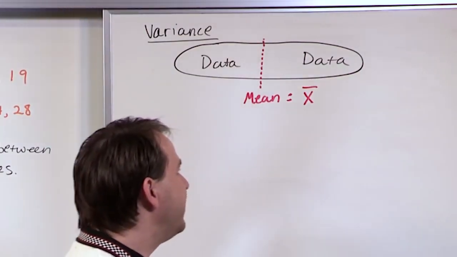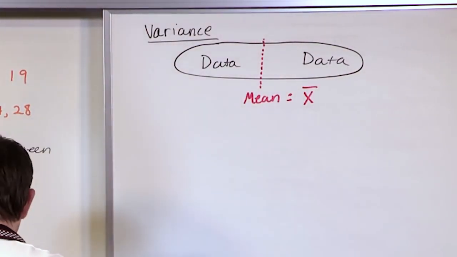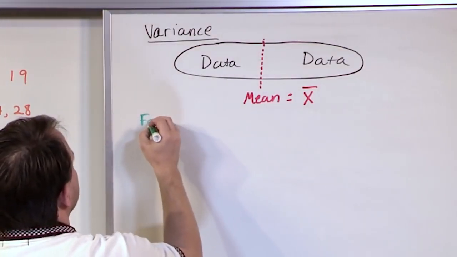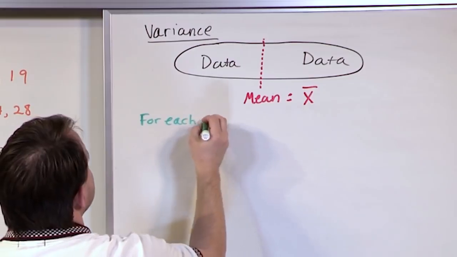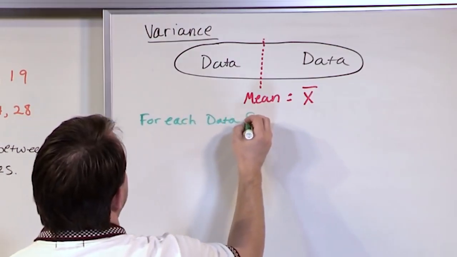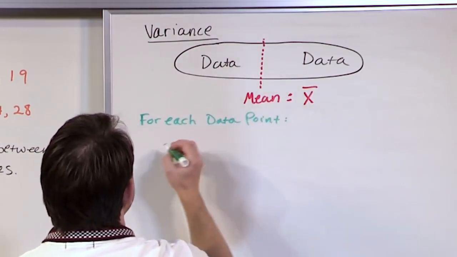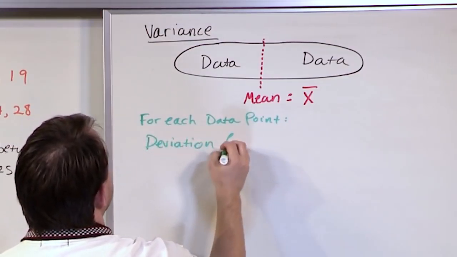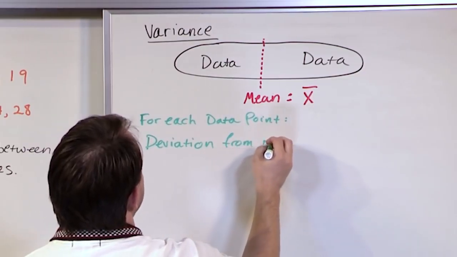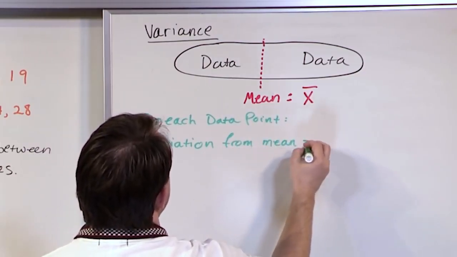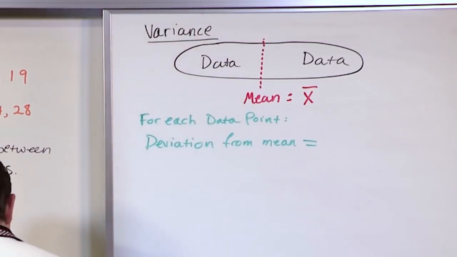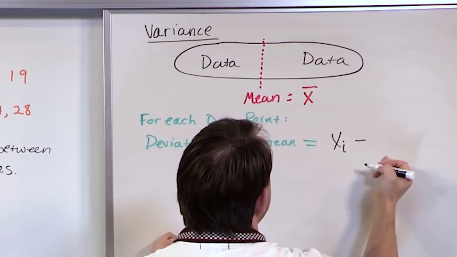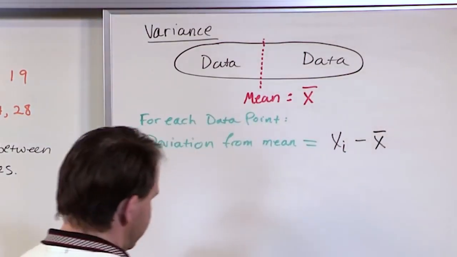So if we're just going to examine one point, and only one point right now, then what we would find is for each data point, the deviation from the mean is very, very simple. Nothing too complicated here. The data value minus the mean. I mean, that's very, very simple, right?